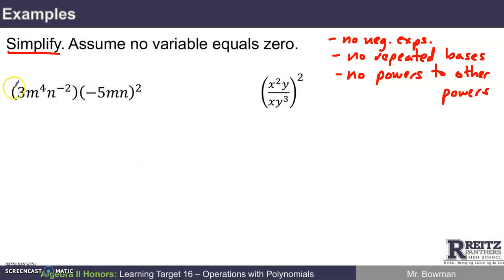So let's take a look at this example here. This is 3m to the 4th n to the negative 2nd times negative 5mn, that whole thing squared. A really wise thing to do first would be to look at anything that uses that power of a product property, which this second factor does. This whole thing is squared. Let's go ahead and do that. Let's square every factor of this. Negative 5 squared is positive 25. m squared is, well, m squared. And n squared is n squared.